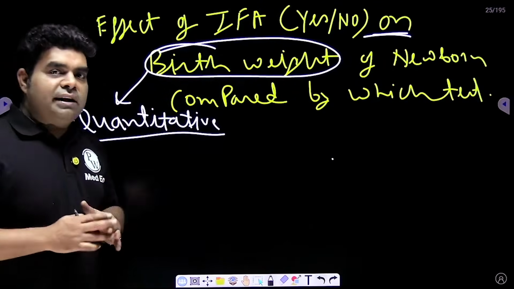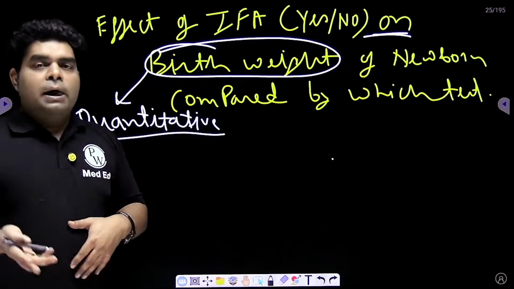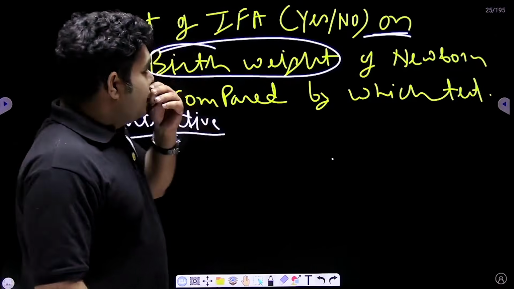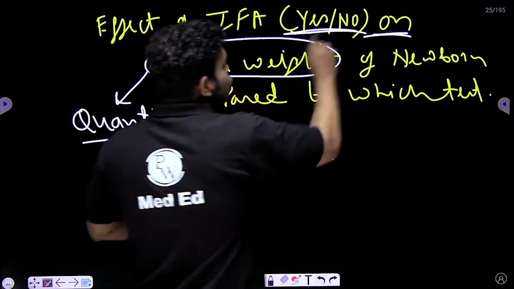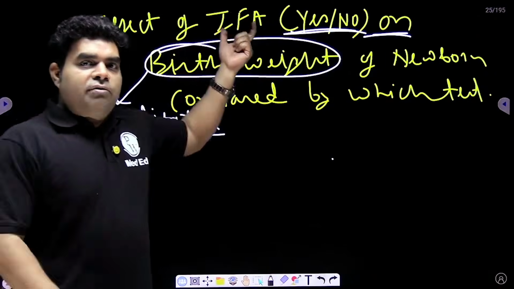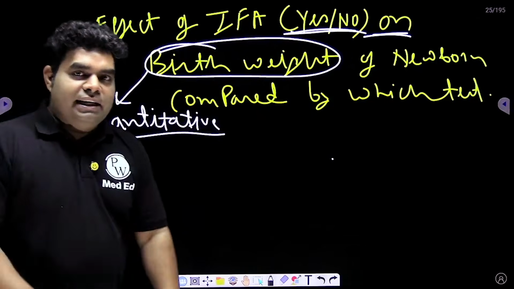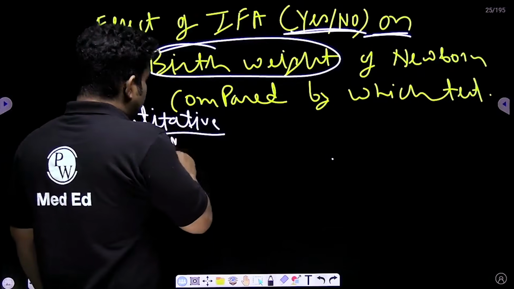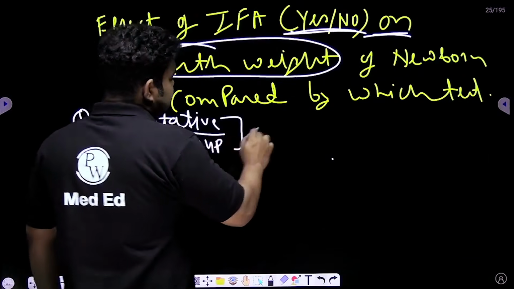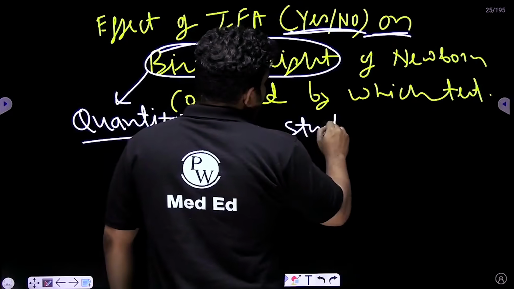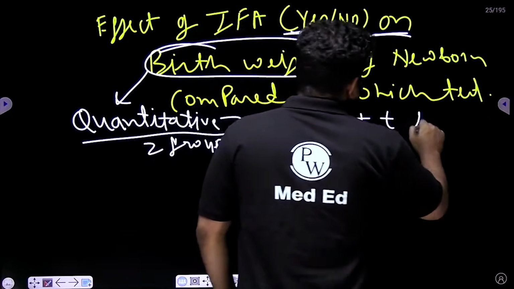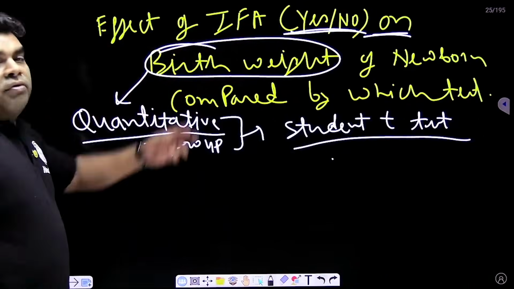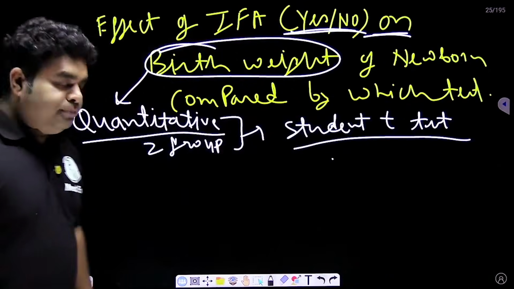Now you have to see whether there is 2 group or more than 2 group. If it is 2 group, answer will be unpaired. More than 2, answer will be ANOVA. So here they have written yes, no. Yes, no means one group is getting iron folic acid, one group is not getting iron folic acid. So there is how many group? 2 group. Quantitative data and 2 group. What will be the answer? Answer will be student t-test or unpaired t-test. Do you agree? So this is how we decide. But rather than 2 group, if they have 3 group, answer will become ANOVA.